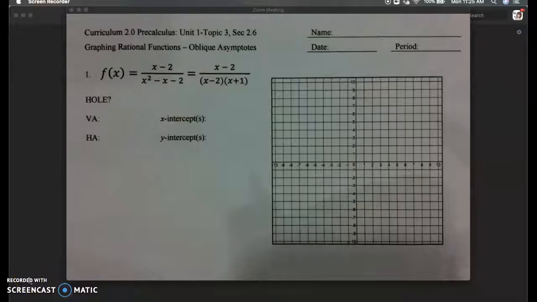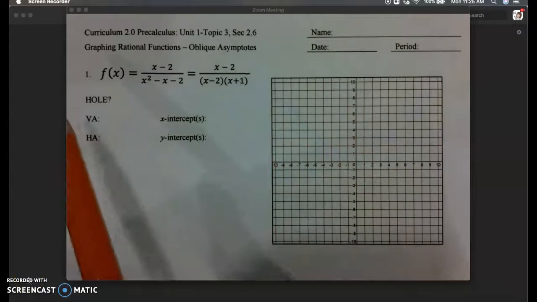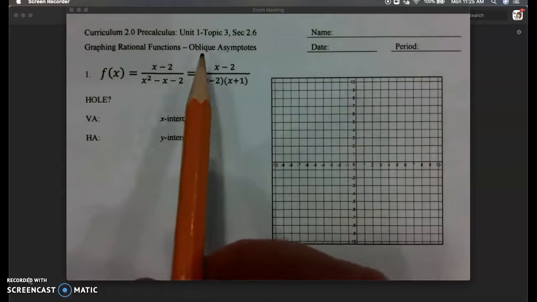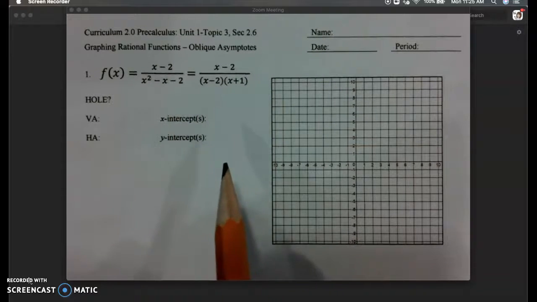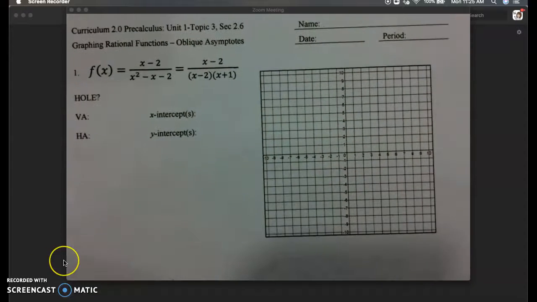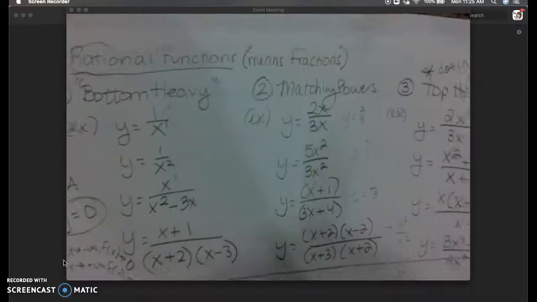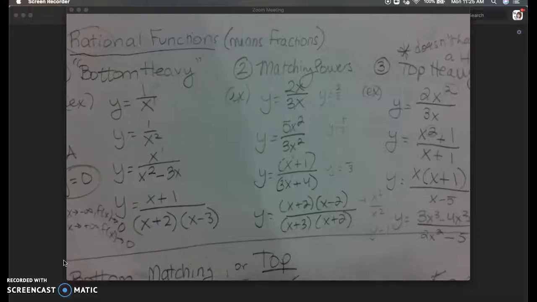Okay, guys, I told you I would go through examples 1 and 2 of our notes. Today in class, we talked all about oblique asymptotes, but I don't want to get rid of all the knowledge that we had before. We reviewed what made a function bottom heavy, what made a function matching powers, and what made a function top heavy when it comes to asymptotes.